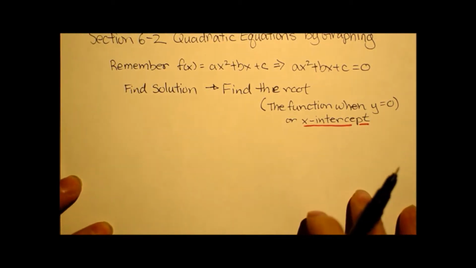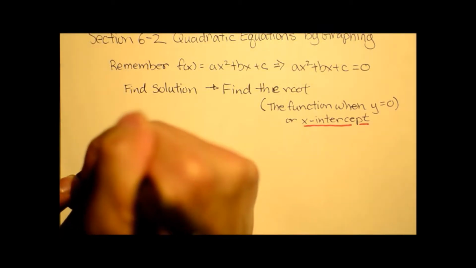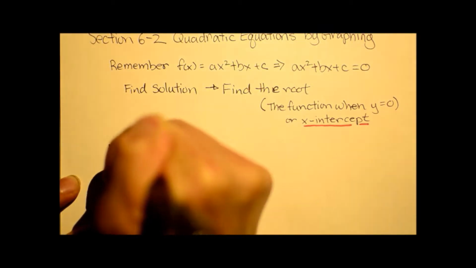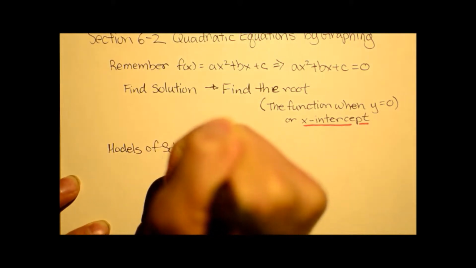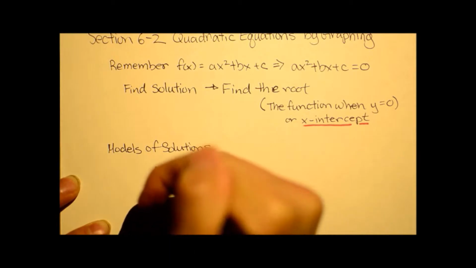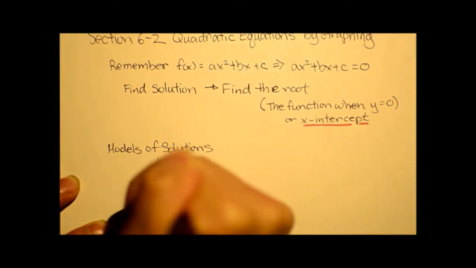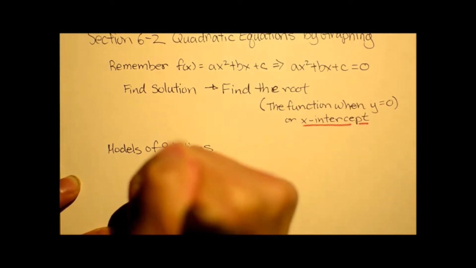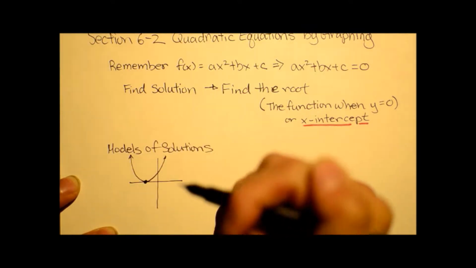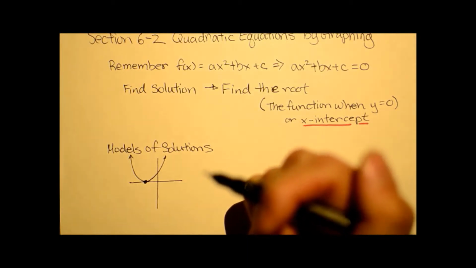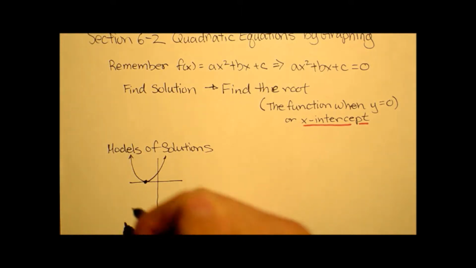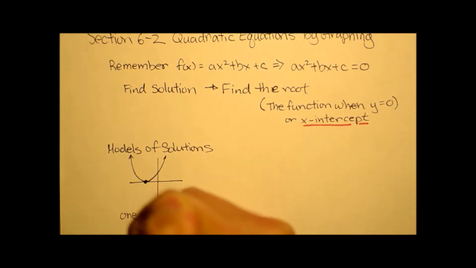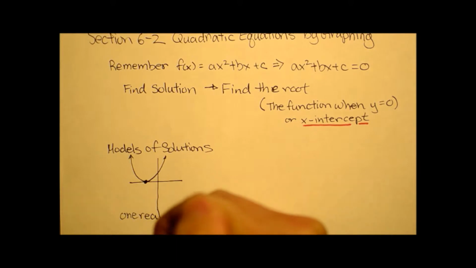Now we are going to take a look at a couple of the models that we are going to do. The models of solutions. Models of solution, we have 3 of them. When the parabola touches the x-axis only at one point, it's considered one real root, or one real solution.